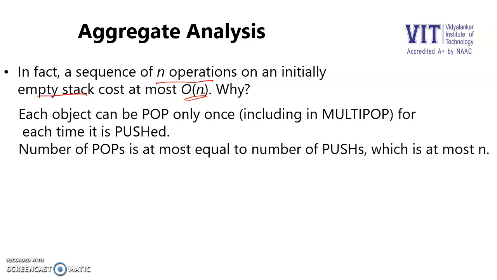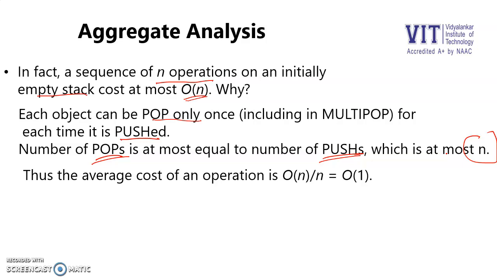Now we can say even though it is multi-pop, correct? Even though it is multi-pop, in multi-pop there will be a number of pop operations. Okay, and every object can be popped only once. See, each object can be popped only once for each time it is pushed. So ideally we can say the number of pop operations is at most equal to the number of push operations, which is n. So the average cost will be big O of n. Correct? Now big O of n divided by n, because it is aggregate analysis. So what we get is my cost is big O of 1.